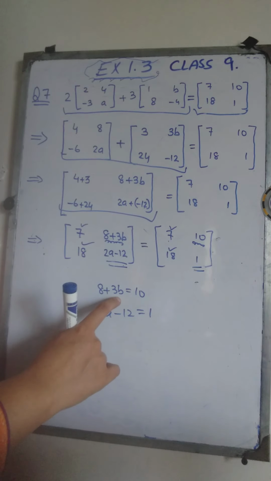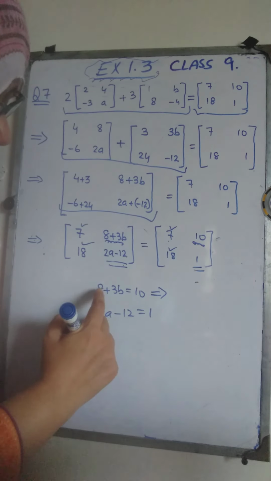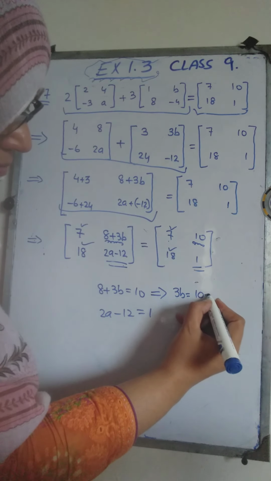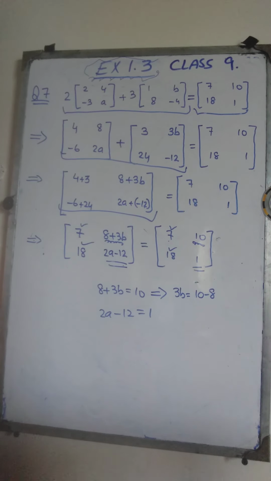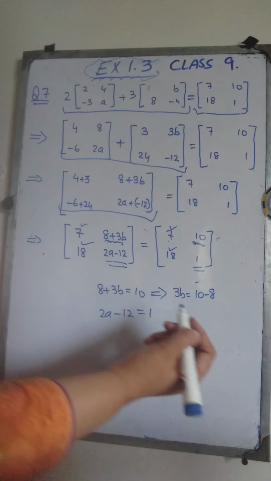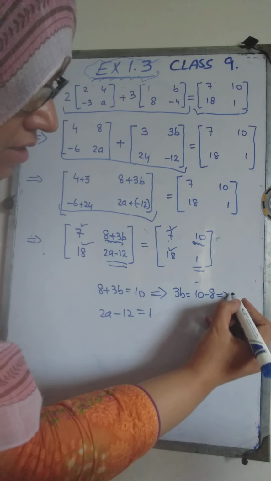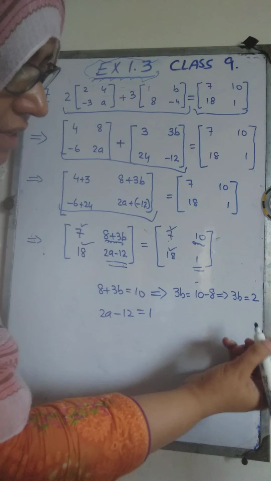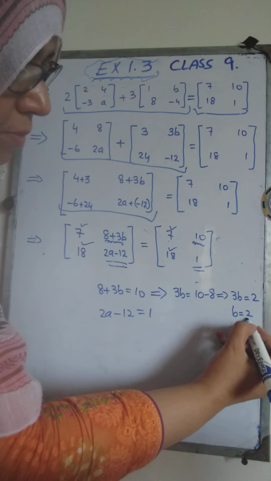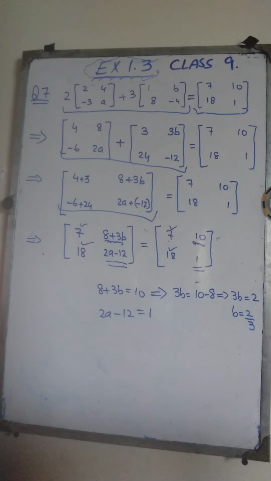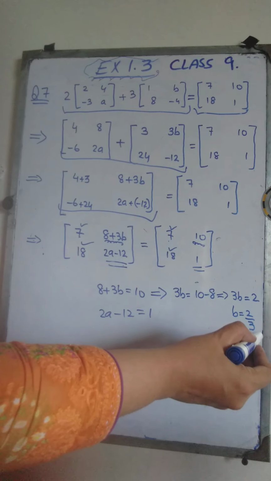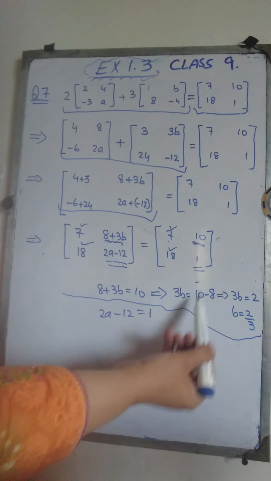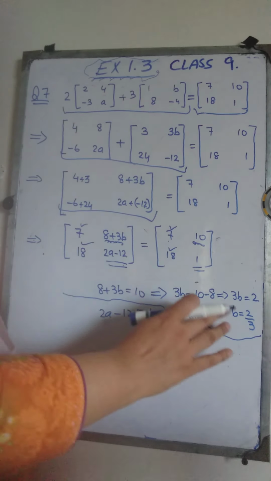From this equation we can easily find the value of b. How? Shift 8 to the right hand side. 3b is equal to 10 minus 8. Okay, 10 minus 8. This implies that 3b equals 10 minus 8 is 2 and b is going to be 2 by 3. Okay, the value of b is equal to 2 by 3. So this is how we have found the value of b.